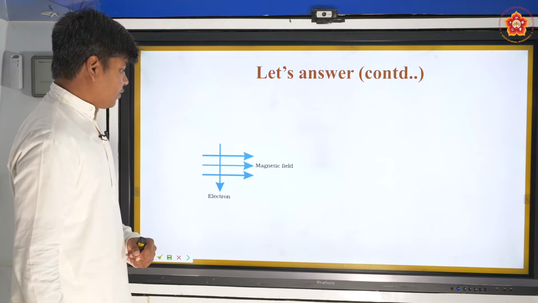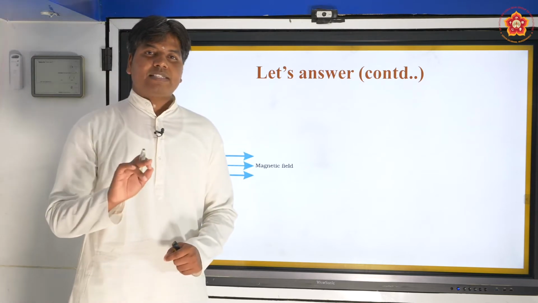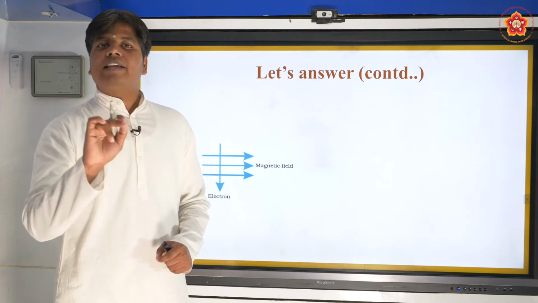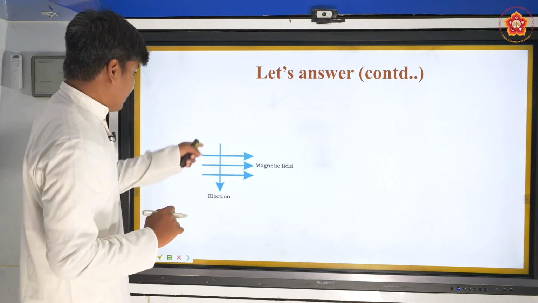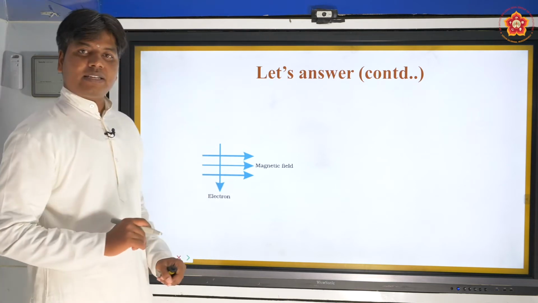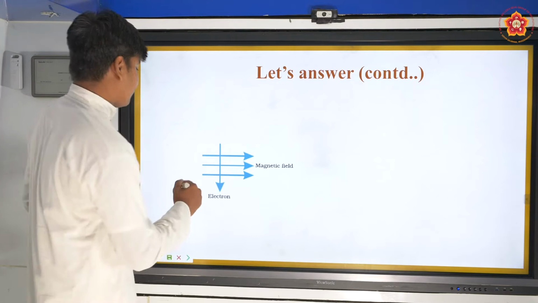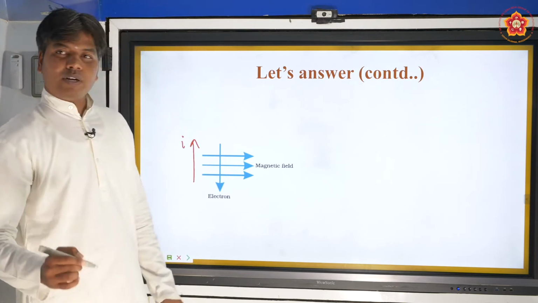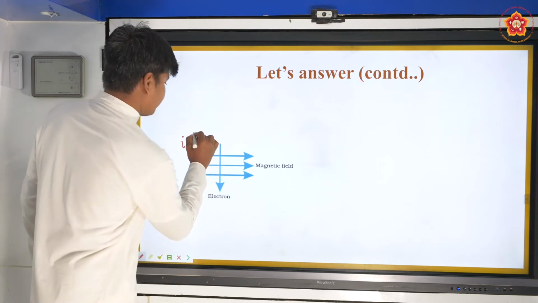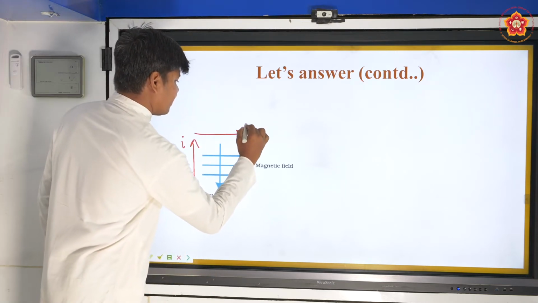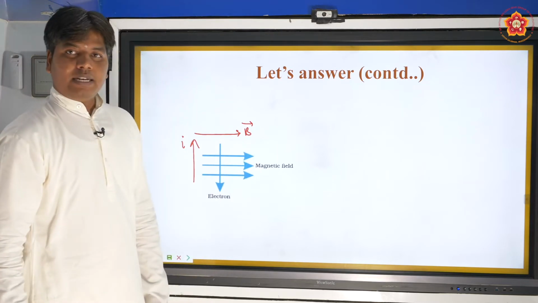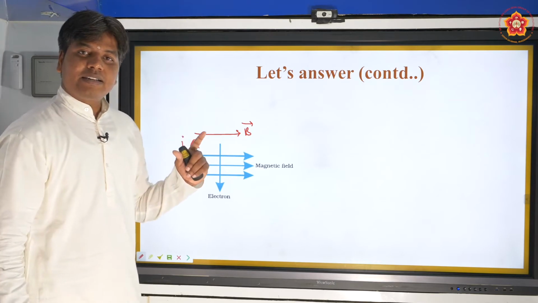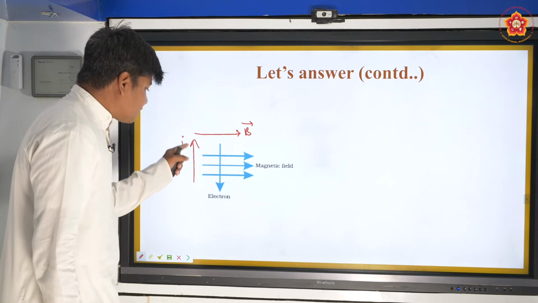Right? We have already studied in the previous chapter that the direction of current is opposite to the direction of the motion of electrons. If the electrons are moving in the downward direction, what will be the direction of the current? It will be the upward direction. What is the direction of the magnetic field given? In this direction, right? Now we have to calculate the direction of the force experienced by this electron.